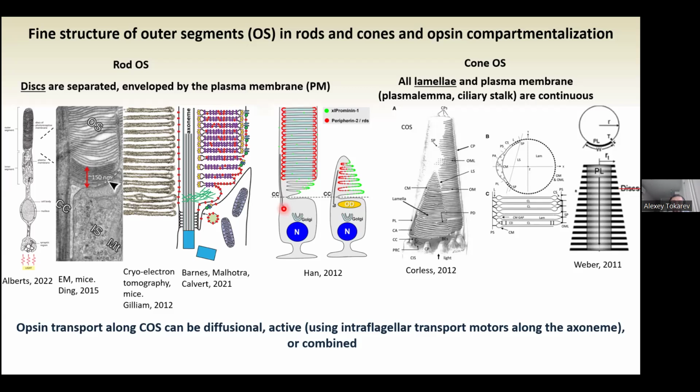So there are two hypotheses: that transport of rhodopsin is either diffusional or active, and here we consider the first hypothesis. We ask whether the transport of rhodopsin, in particular along the outer segment of cones, can be solely diffusional, fully diffusional. Okay.